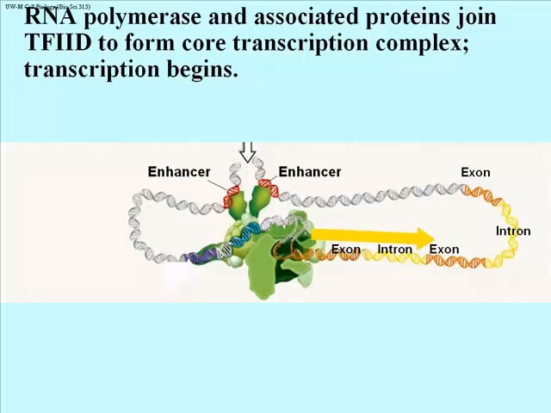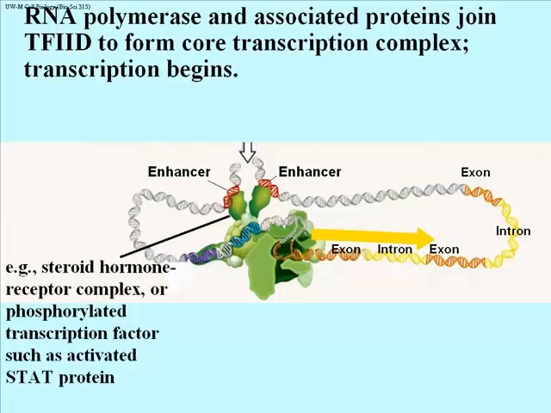There are a couple of enhancers. They're actually shown as being on opposite sides of an entire gene, which is not unusual, and they are bound to some proteins shown here as well. And the effect of binding their transcription factor proteins is to bring those two enhancer regions together, in other words, to bend the DNA, and to interact as well with components of the transcription complex that assembles at the promoter. So let's see what other proteins we have here. For example, this could be a steroid hormone receptor complex, or it could be a phosphorylated transcription factor such as the activated STAT protein I spoke about a moment ago.